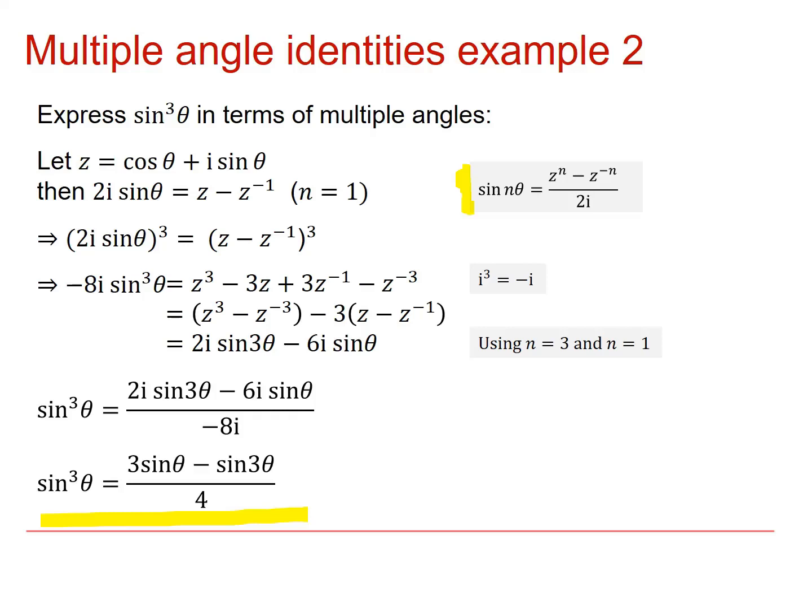So we've seen that we can express cosines or sines of multiple angles in terms of powers of cos or sine, and now that we can express powers of cos or sine in terms of multiple angles. And both techniques turn out to be very useful. De Moivre's theorem.